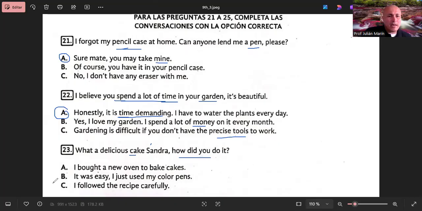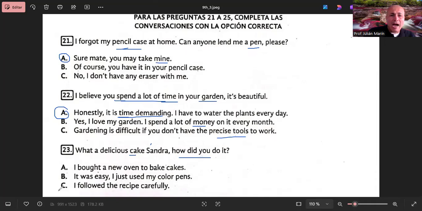B, it was easy. I just used my color pens. Over here, the first part of the answer, right, could fit. But then the second part is illogical because we're talking about cakes. We're not talking about paintings or drawings, right? So that is why I will also reject this one.